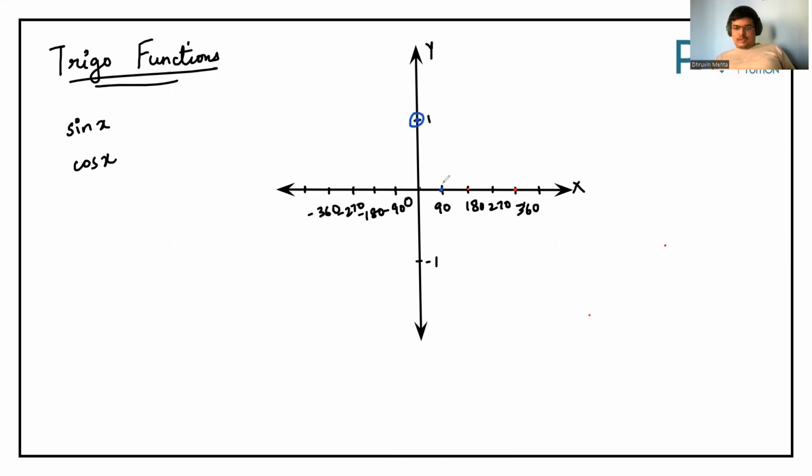Cos 90 is 0. Cos 180 is minus 1. Cos 270 is 0. And cos 360 will be 1. So it's a curve, but it's inverted a bit. So this is the cos curve.